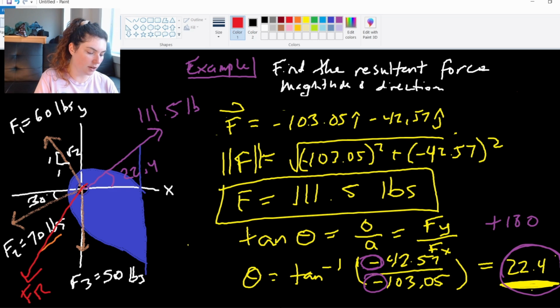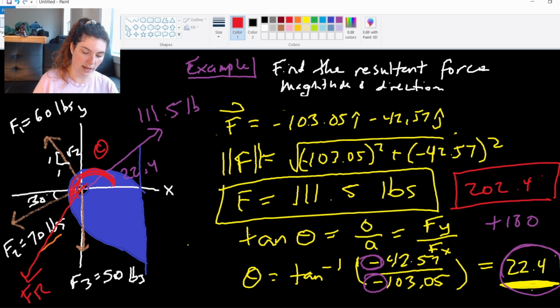So we'll want to add 180 degrees to our 22.4 to get what this angle actually is. This is the angle theta that we want. So we add 180 to that and we get 202.4 degrees. So this is our magnitude, this is our direction, and these two combined are the final answer.